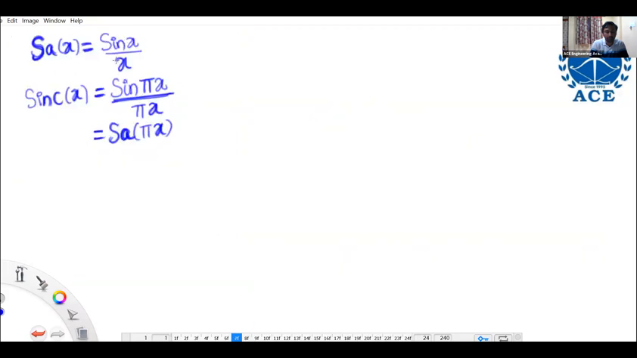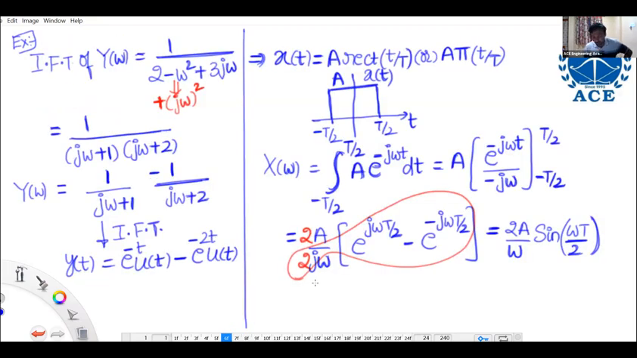What is the SAF function form? Sin x by x. What is the sin x by x requirement here? Everyone see here? The x term is omega T by 2. If I have that term in the denominator, I can write it. So 2A sin omega T by 2 divided by omega T by 2. What did we adjust?